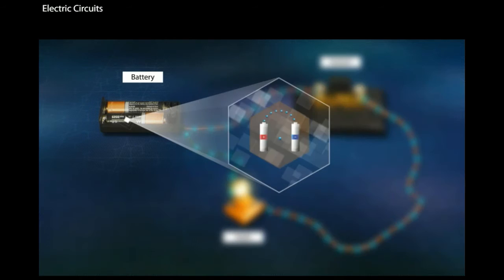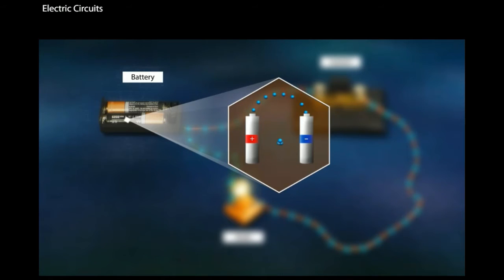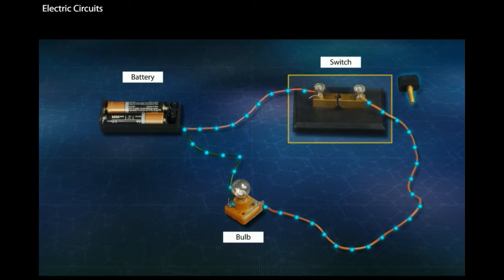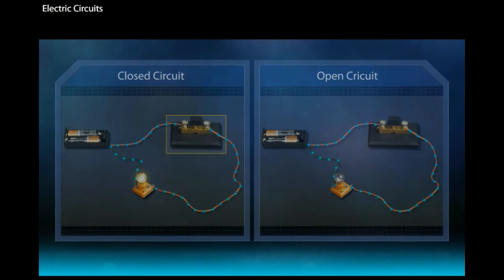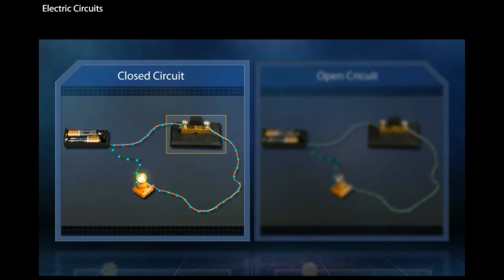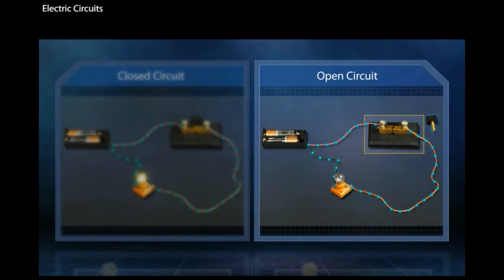The chemical action within a cell generates the potential difference across the terminals of the cell, even when no current is drawn from it. A closed loop through which charge can continuously move is referred to as a closed circuit. If the loop is not complete, then charge stops flowing, and such a circuit is known as an open circuit.